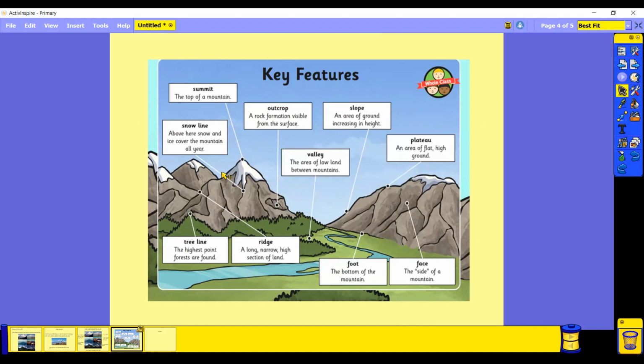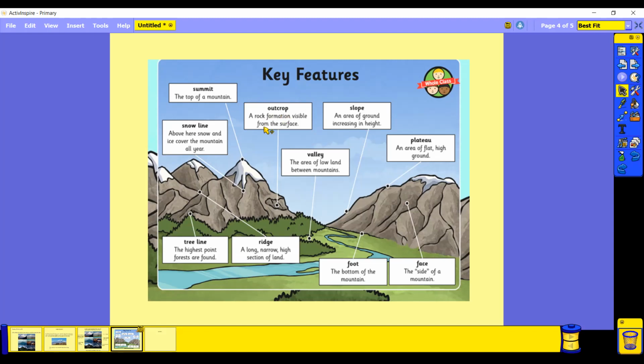We've also got the snow line. The snow line is an invisible line on the mountain. Anything above that snow line is covered with snow and ice all year round, and this is due to it being so cold. The higher up you go, the colder it is, so it's always snow and ice.